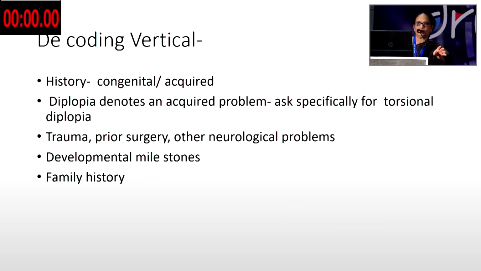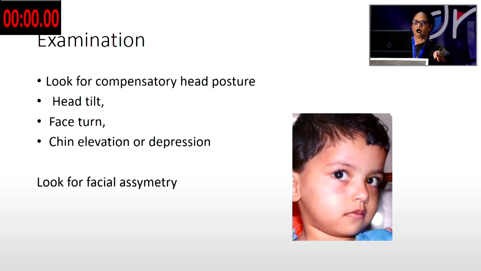And if you want to decode, first take a proper history. Make out whether it is congenital or acquired. Diplopia denotes an acquired problem. Look for any trauma, prior surgeries. Always ask for developmental milestones and family history. And after that, it is the examination.